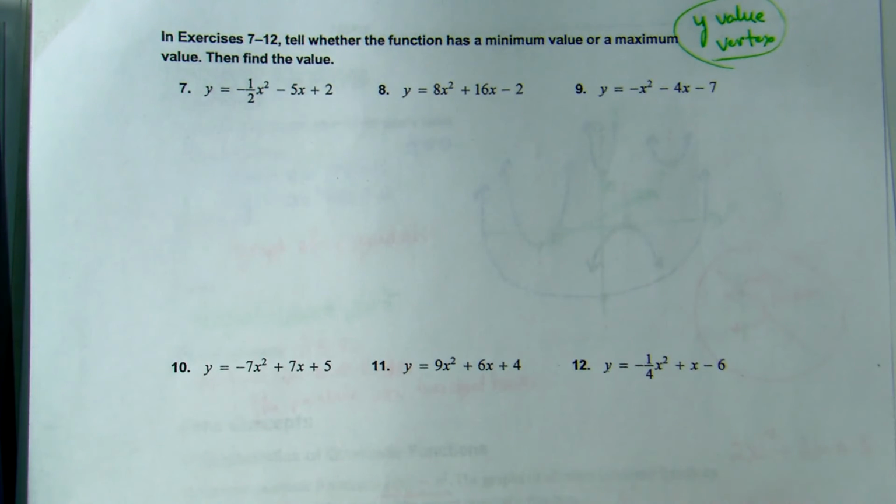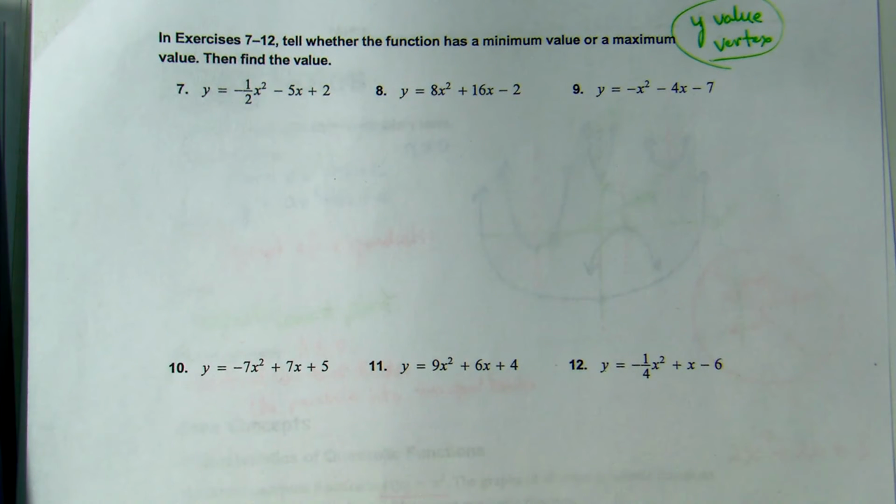So if I'm going to find the y value of the vertex, I have to use all those steps I did before. I've got to find the axis of symmetry, then plug that x value back in to find the y value. But the initial question is to find out if this is a min or a max. That's very simple.